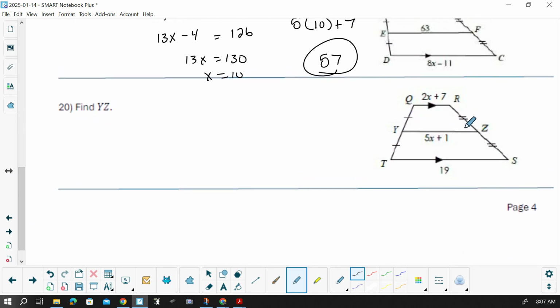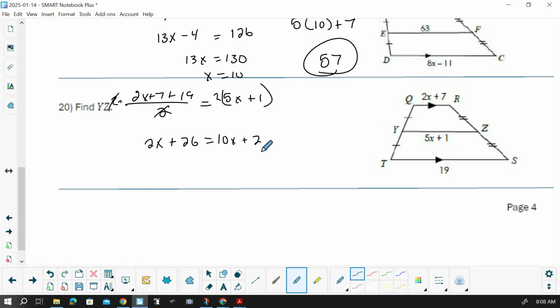Number 20, same thing. 2x plus 7 plus the other base, 19, divided by 2 equals the mid-segment. Multiply both sides times 2 to get rid of that 2. So I'm going to get 2x plus, let's see, 19 plus that 7 would be 26. This side times 2, so times 2 cancels those. Over here we get 10x plus 2.